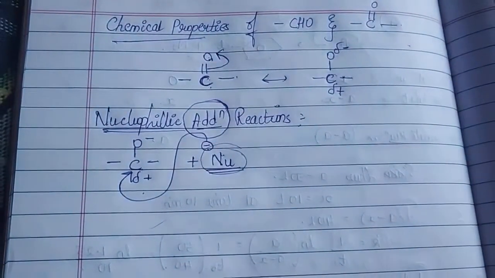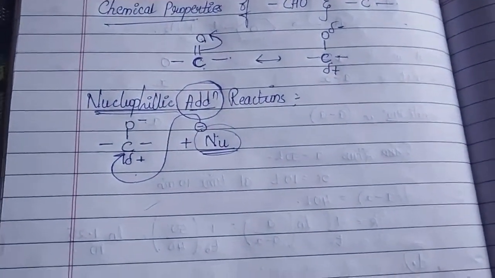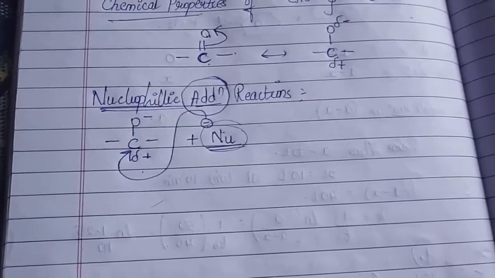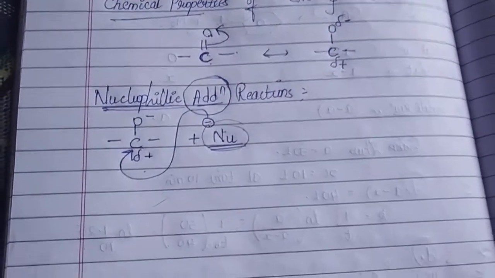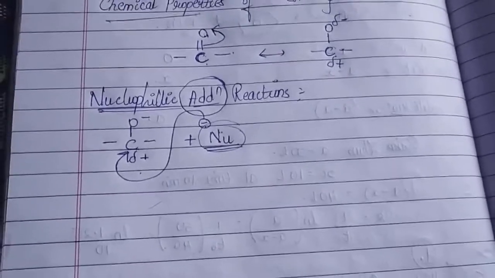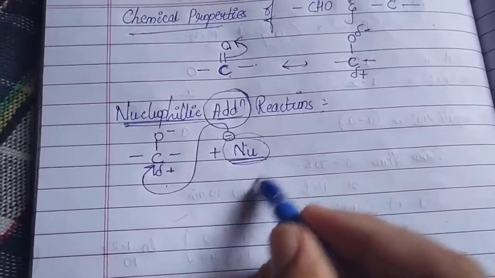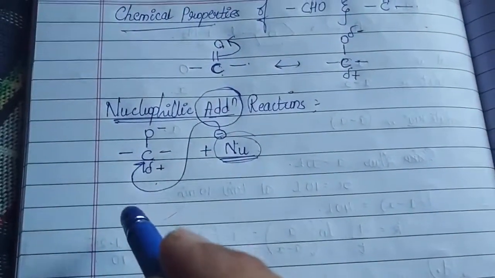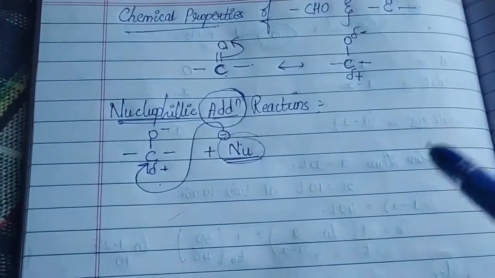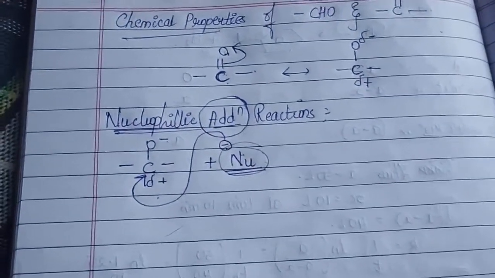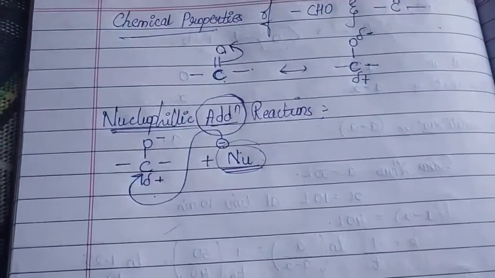Whenever carbonyl groups are treated with a nucleophile, they give you an addition product. Why am I saying this? Because you have seen elimination products and substituted products. This is an addition product where our nucleophile is getting added without substituting any other atom. So it's not a substitution, neither is any atom eliminated.